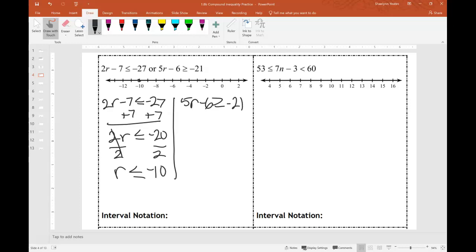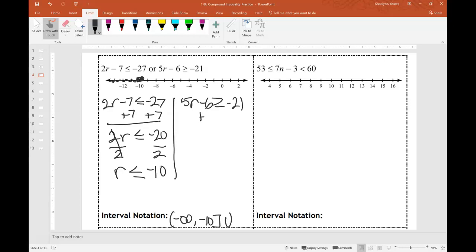So I'm going to go to negative 10 and make a nice solid dot. It's going to be pointing to the left. That one looks good. So that's from negative infinity to negative 10 with a bracket. Then there'll be a union symbol. I don't know where it'll go, but there'll be a union symbol.